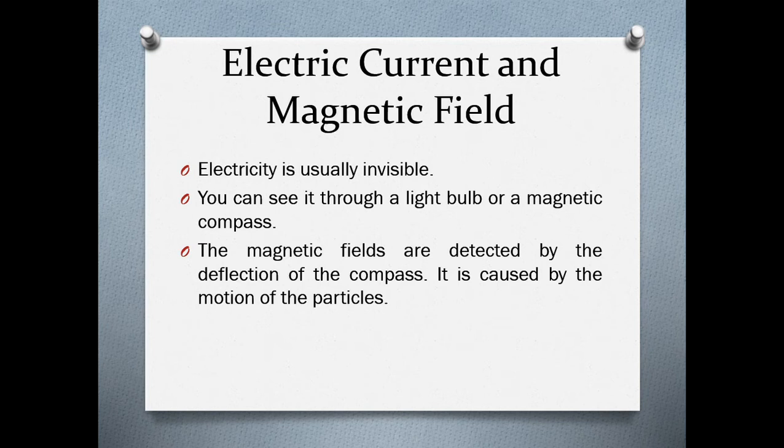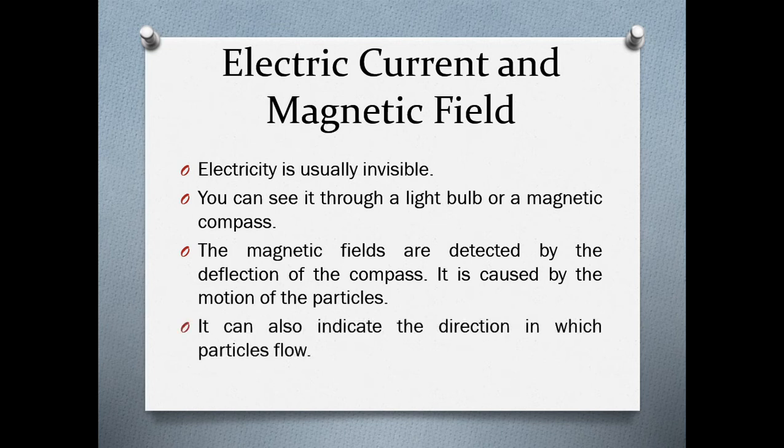So remember that we studied that electricity is produced when atoms start exchanging electrons. So, of course, if electrons are moving from atom to atom, they produce a magnetic field around it. And the magnetic compass helps us out to measure the motion of the particles and the amount of the magnetic field that has been produced. And it can also indicate the direction in which particles flow. We're going to learn a little bit more about the direction in which particles flow a little bit later on.